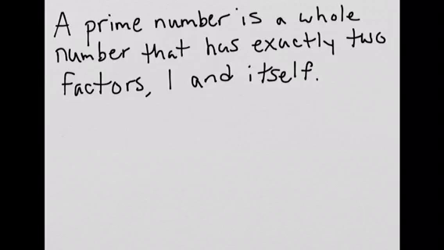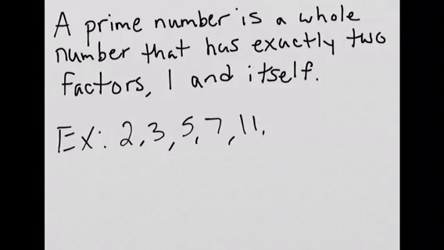Alright, so next we want to talk about prime numbers. A prime number is just a whole number that has exactly two factors, one and itself. So there are only two numbers that multiply together to give me my number. So for instance, 2, 3, 5, 7, 11, 13. Again, there's just an infinite number of prime numbers. It just keeps going. But these are just numbers that have only two factors.